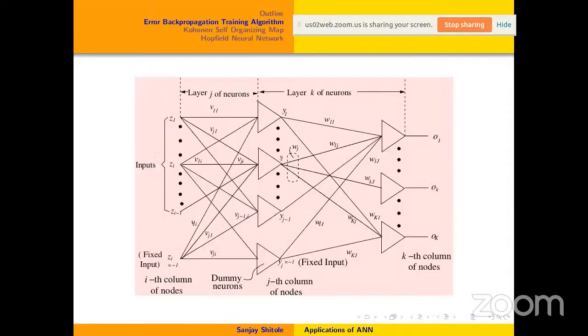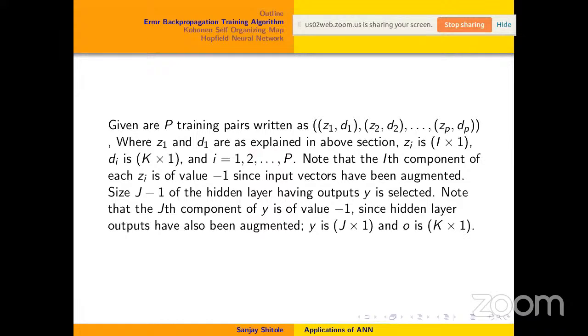Now this algorithm starts. Now we are going to discuss this algorithm. It is called the backpropagation algorithm, the error backpropagation algorithm. As you have studied the delta learning rule, you will very easily get an idea about the error backpropagation algorithm. There will not be any difficulty. And this algorithm is very useful.